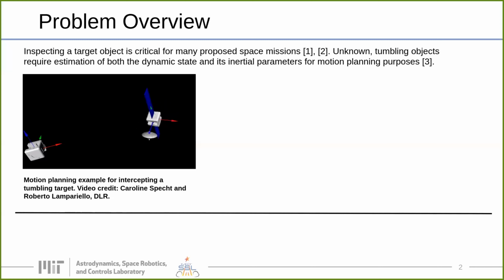So just the problem overview, we talked a lot about relative navigation for rendezvous. In this specific case, we're doing relative navigation, but also trying to determine the state and the principal axes of an unknown tumbling target. This simulates an orbital debris removal mission or a servicing mission. The goal is to estimate the state and then principal axes so we can do a nice motion plan that avoids collisions to rendezvous with the tumbling target, as you can see on the left there.